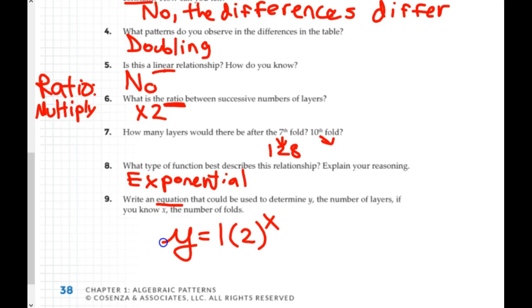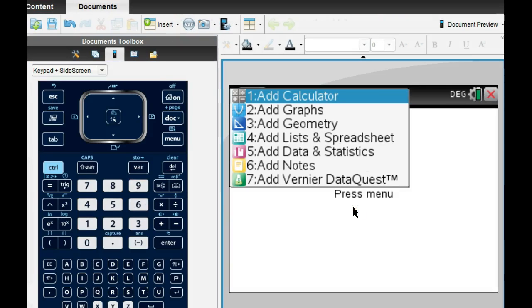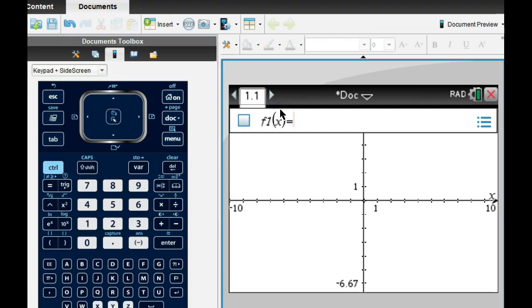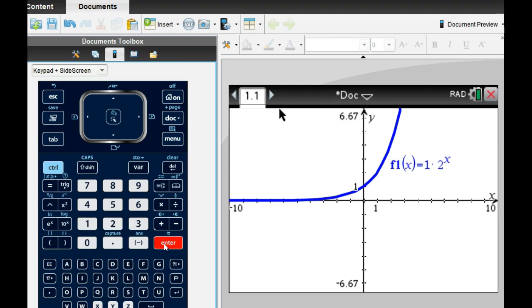Now, do we know how to get a table from that? First, we got to type it into graph, and then yes, we hit Control T. Here we go. Let's go to graph number 2. 1 times 2 to the power of X. Okay, so you see what it looks like?